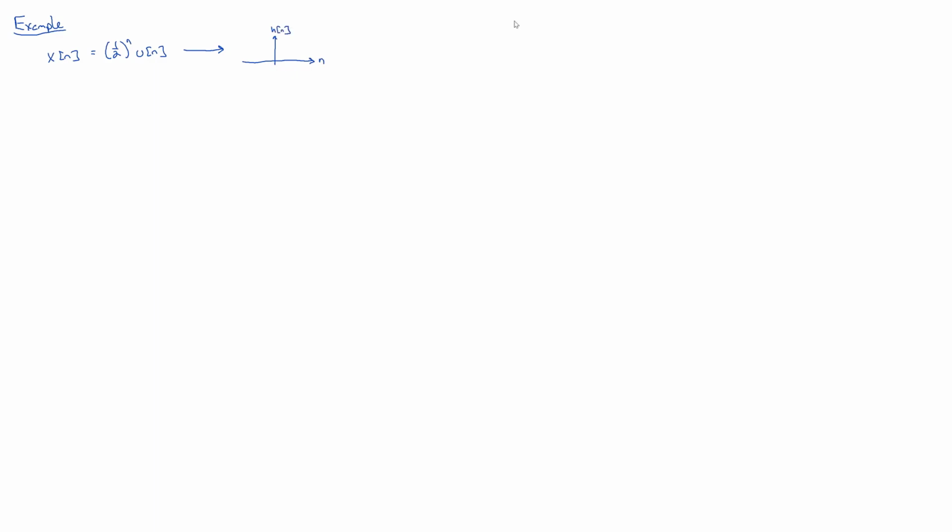Whose h of n is composed of a length 2 system, 2 and 6, at n equals 0 and 1, and that's it. And we would like to analyze what we get out.